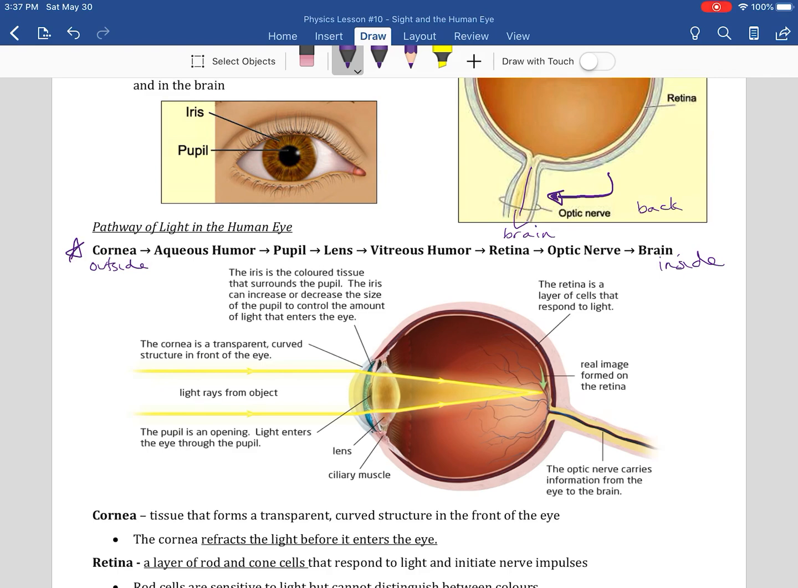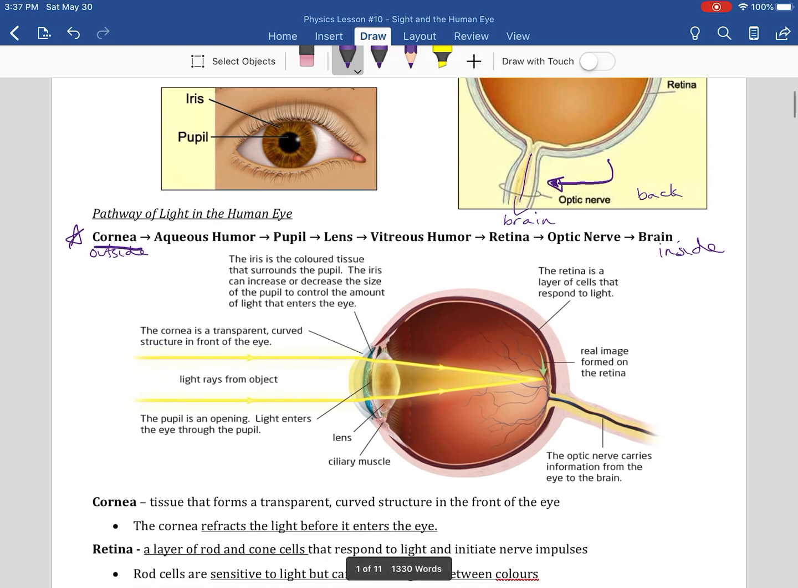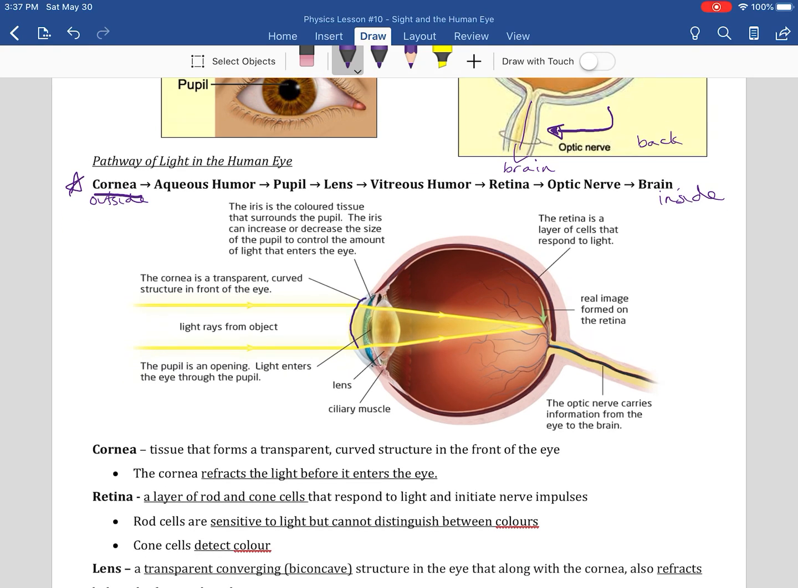We're going to start with the cornea. The cornea is on the outside, so it's this thing right here. Okay, it's a transparent curved structure in front of the eye. Transparent, obviously, because if your cornea wasn't transparent, you would have impeded ability to see, right? Now, because the cornea is made up of a different substance than the air, it refracts the light before it enters the eye. Okay, because light is traveling between two different media. So it bends the light.